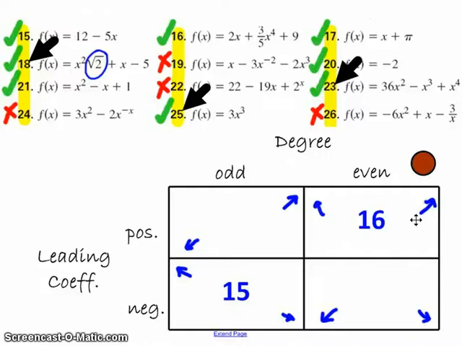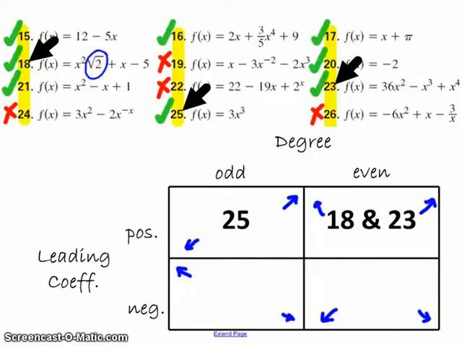Okay, I'm going to assume that you did that, and here are those answers. 18 and 23 are both positive evens, while 25 is a positive odd. Perhaps the hardest of these was 18. The degree is 2. That shouldn't have been terribly difficult for you to realize.